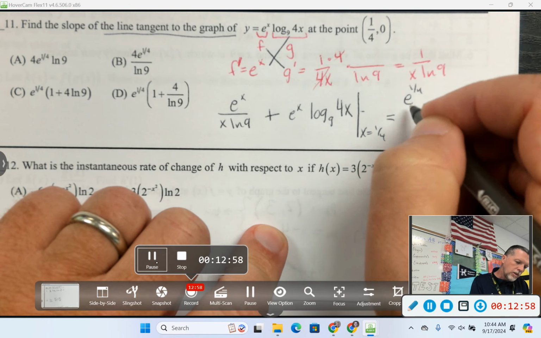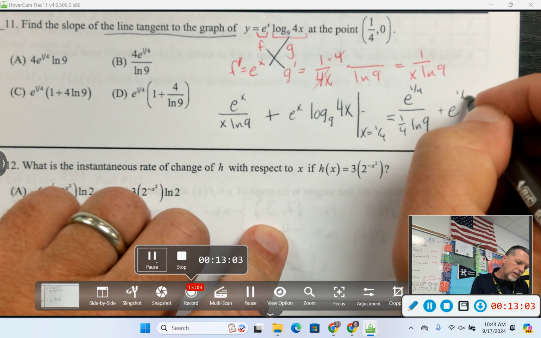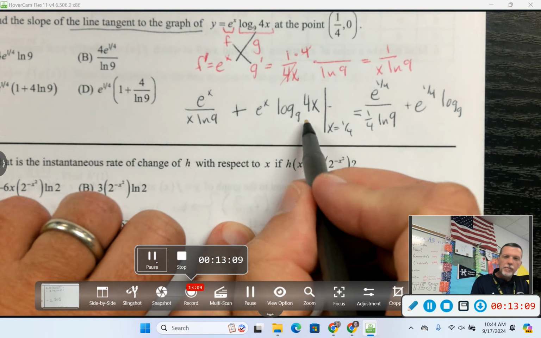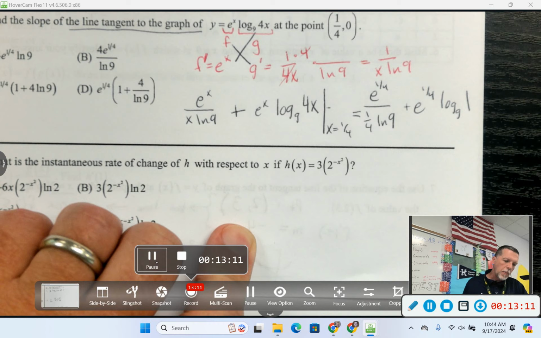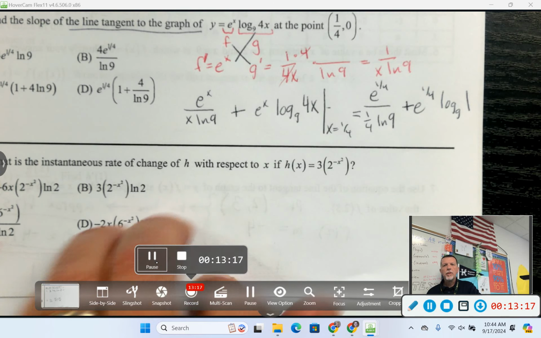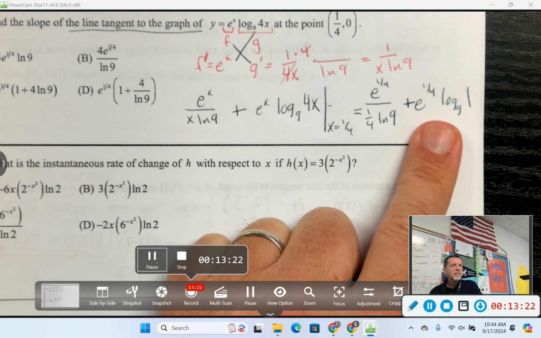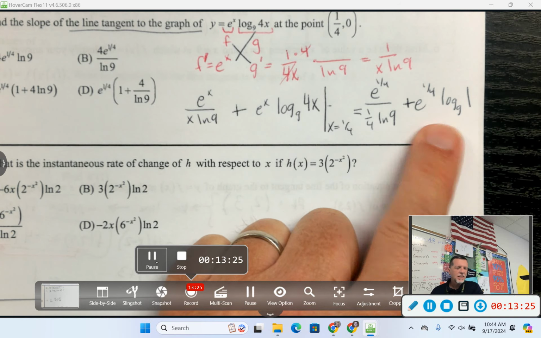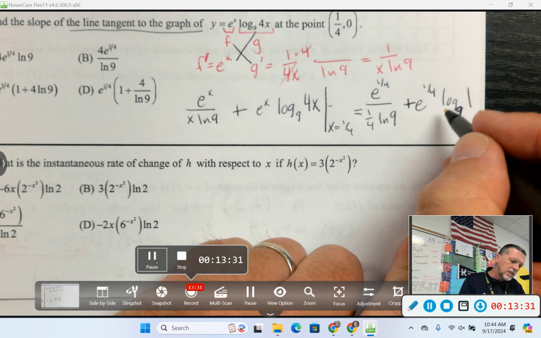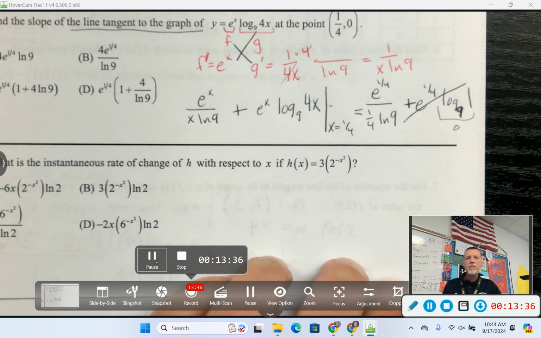So e to the 1/4 over 1/4 natural log 9 plus e to the 1/4 log base 9 of, I'm almost out of space, but 4 times a 4th is 1. Log of 1, that's something. Log of 1, that means 9 raised to some power equals 1? 0. So that'll wipe out that whole second piece there.